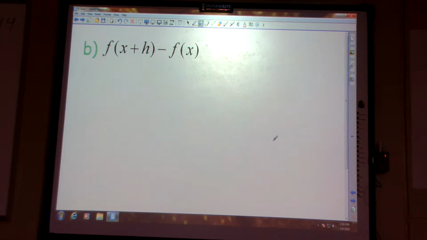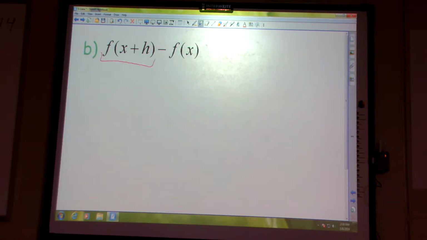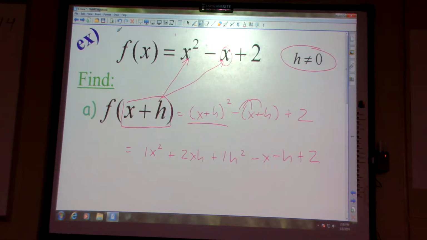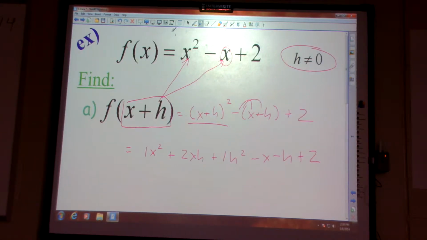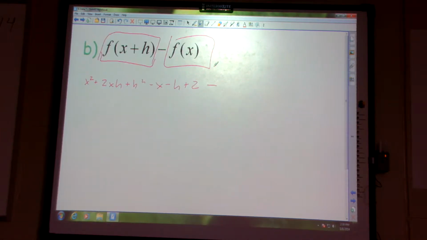Now I want to find f of x plus h minus f of x. So I already found this. I found that to be x squared plus 2xh plus h squared. Let's see, what was it? Let me go back. Minus x minus h plus 2. Let me check. Yep. That was just f of x plus h. Now I want to minus f of x. Well, all of this is f of x. F of x equals this. So I want to minus all of that.